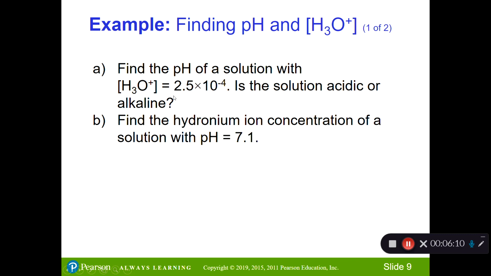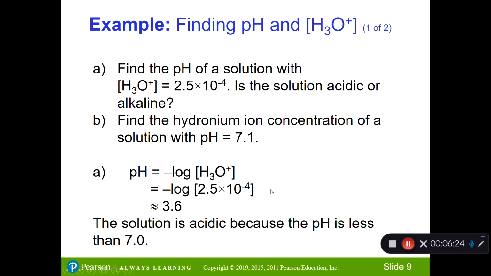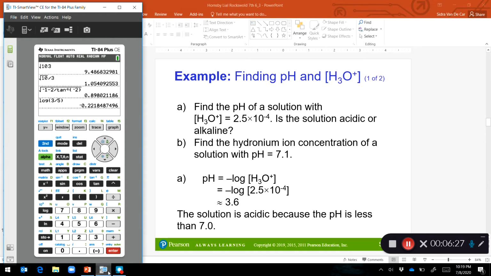Looking at this first one, we replace the value inside the log in our formula. So the pH would equal negative log of 2.5 times 10 to the negative 4. Again, we can plug that directly into our calculator and get 3.6. The way I'd plug that in is negative log of 2.5 times 10 to the negative 4, or I could equivalently translate 2.5 times 10 to the negative 4 as a decimal first, and then plug it into the log.